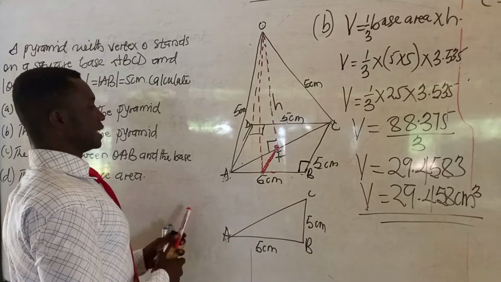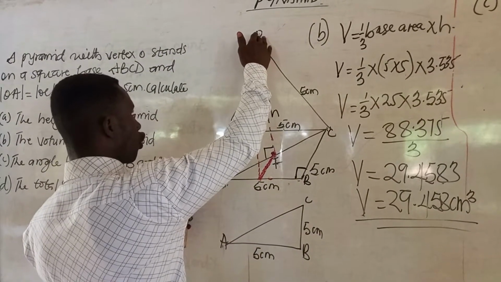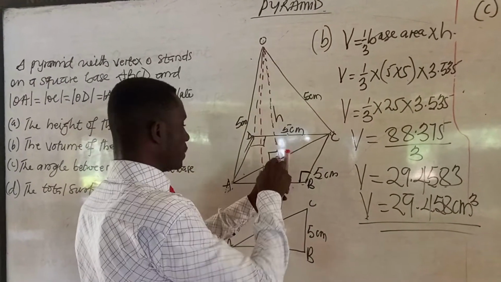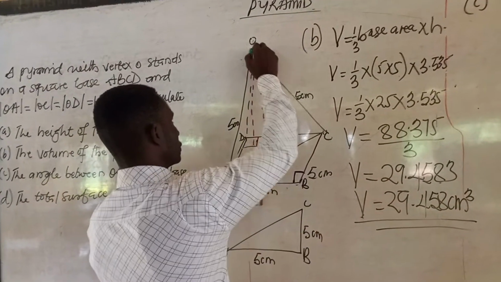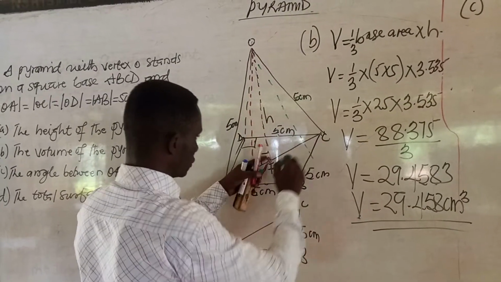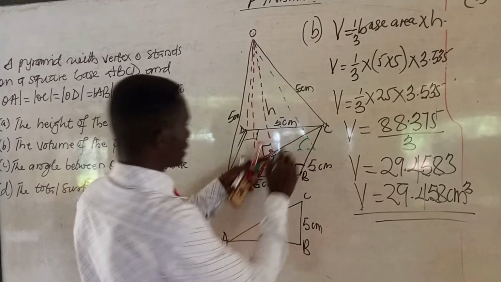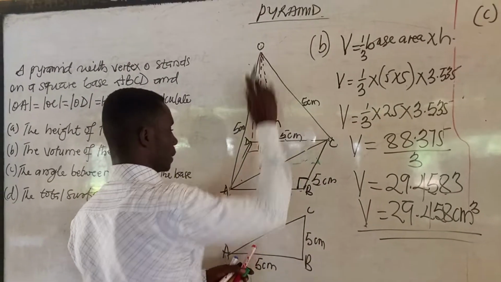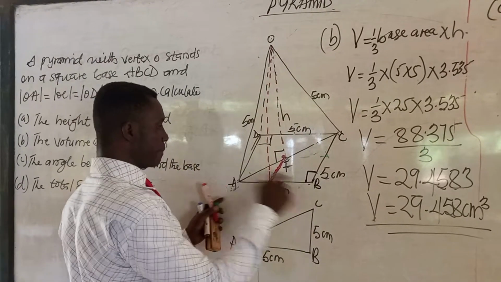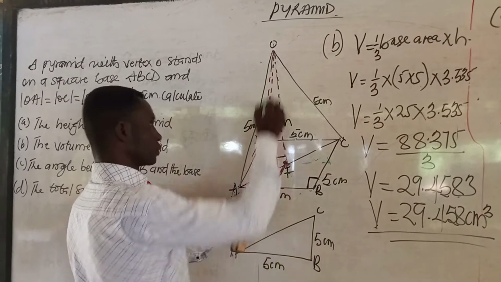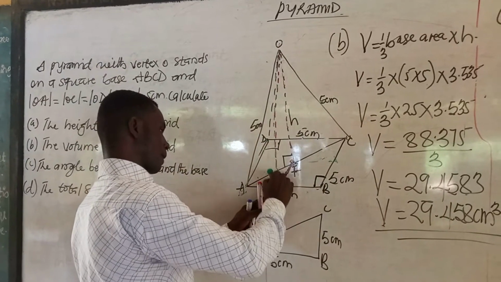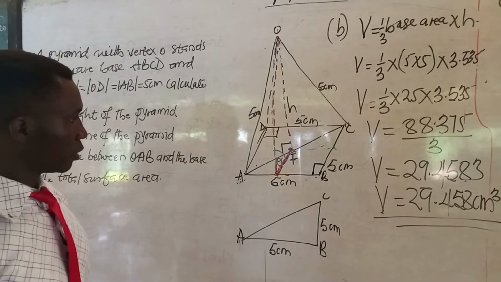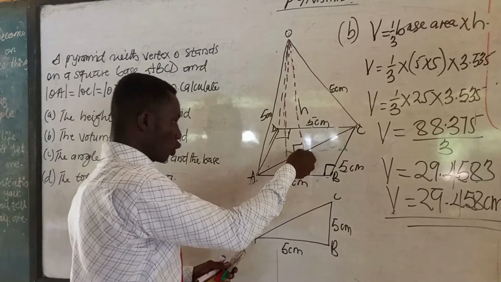If it were the angle between OBC and the base, it would have been this, and it would have been an angle like this. But this is not what they are asking for. Now they are saying the angle between OAB and the base. So it should be this angle. See that? This angle. Let me make this angle theta. So we have the angle theta. But we know this height, but we don't know this one.